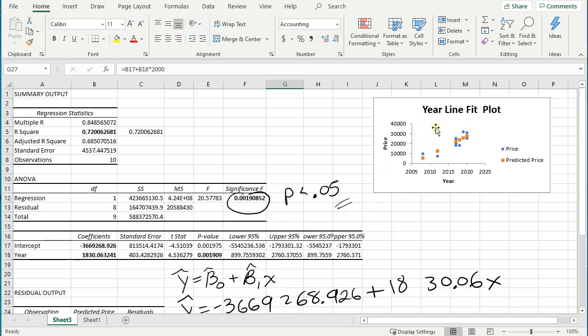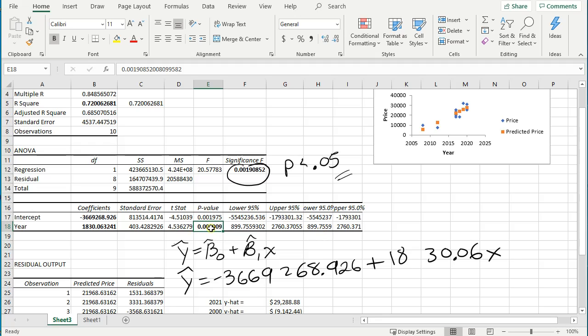I'm going to talk more about this plot in a second. But before I move on to that plot, let's talk about this p-value. This p-value, 0.001, is less than 0.05. So that is significant. That's basically saying year is a significant predictor of price.